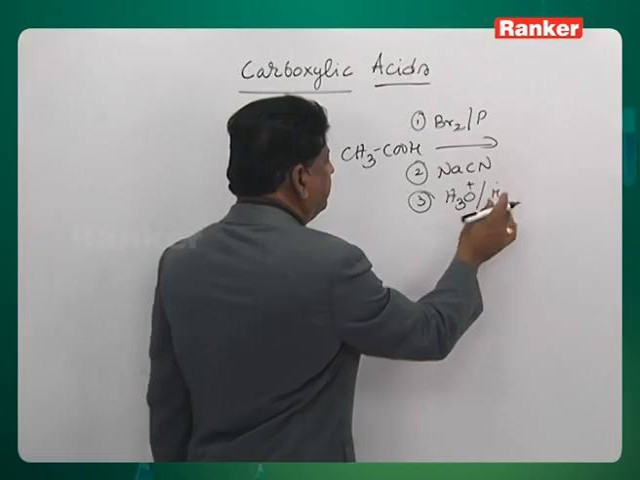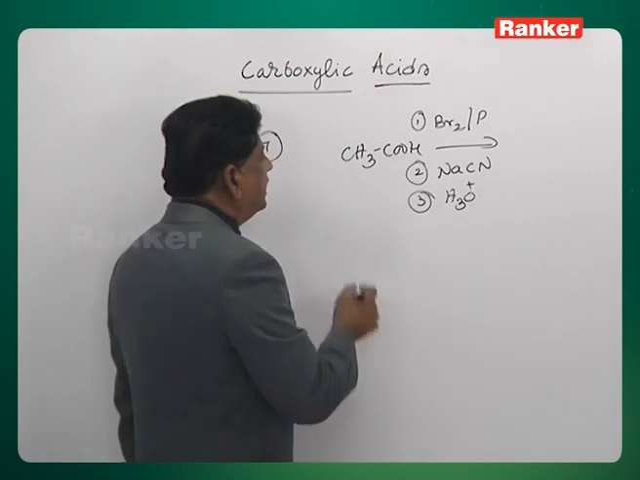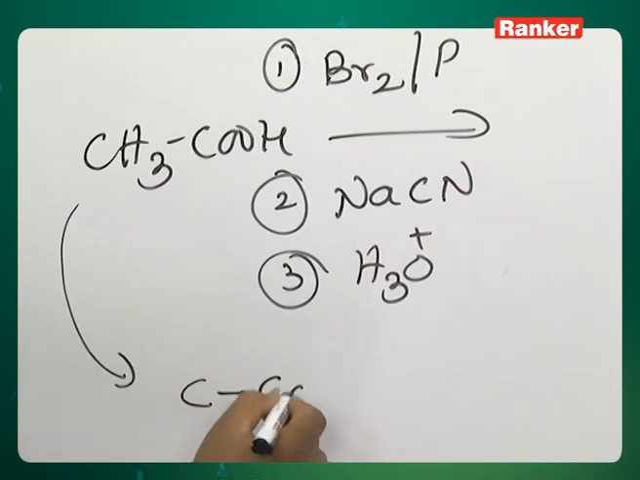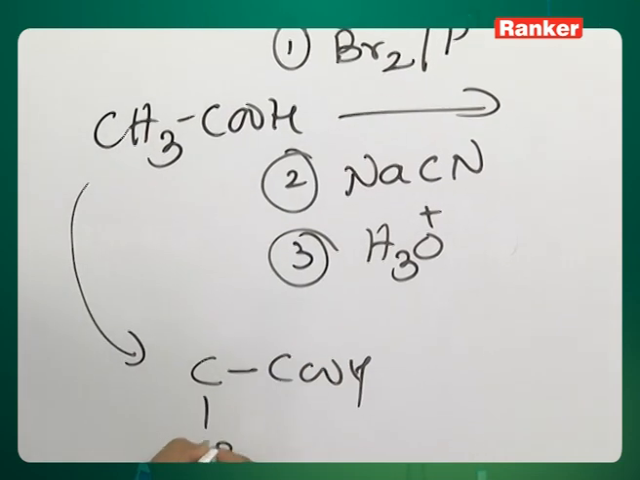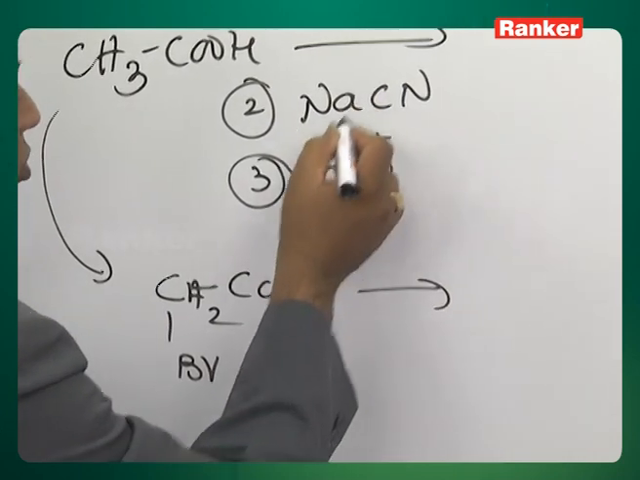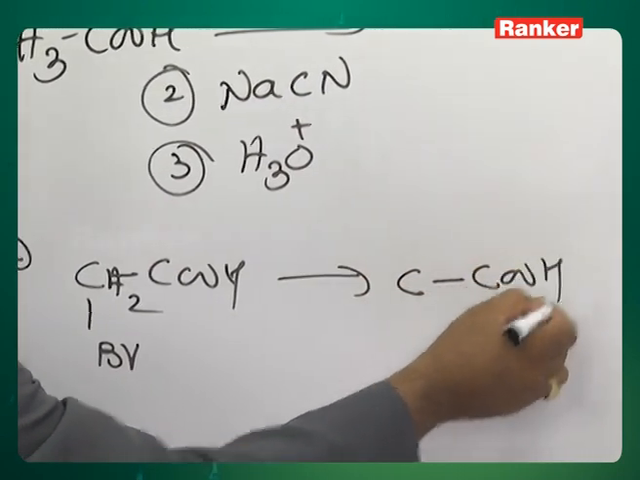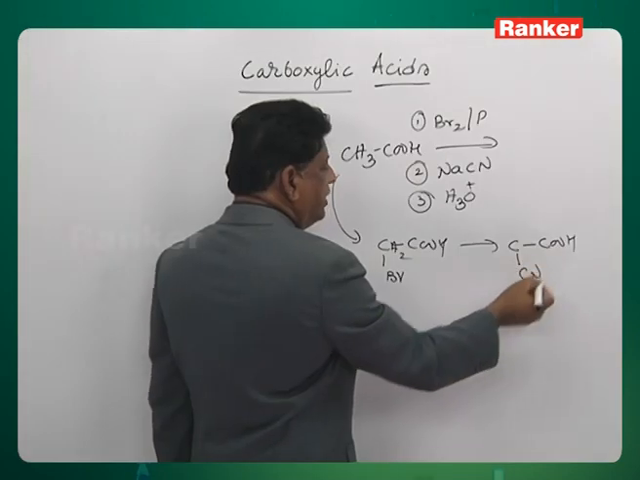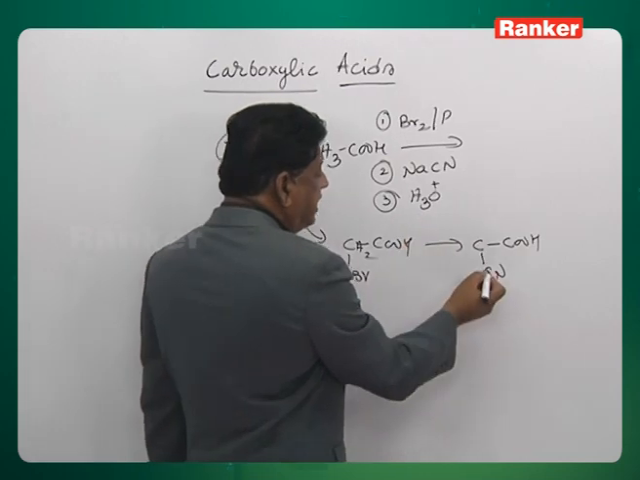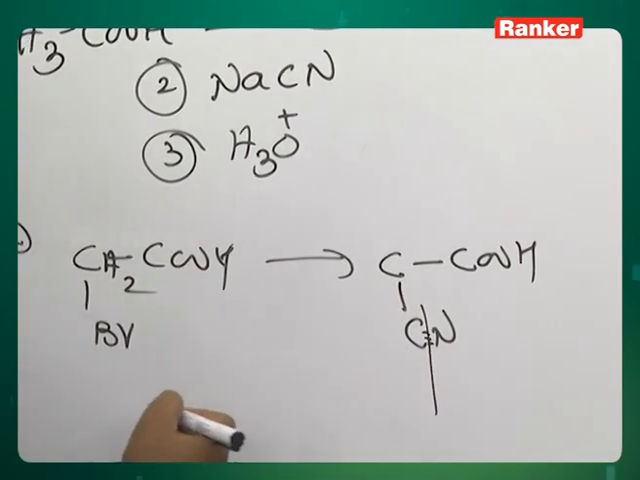In acidic medium, during the course of this reaction, first acetic acid will become alpha bromo acetic acid, a bromine enters here. So, this compound on treatment with sodium cyanide, second step, a cyanide is entered in the place of bromine. It is a replacement reaction, nucleophilic substitution reaction. This cyanide, which has a triple bond, will undergo hydrolysis reaction and become a carboxylic acid.